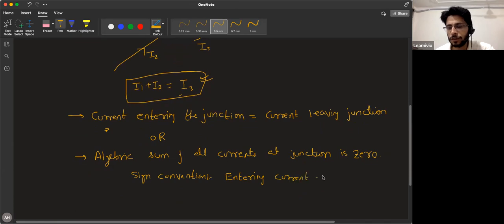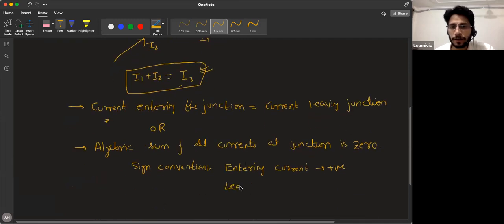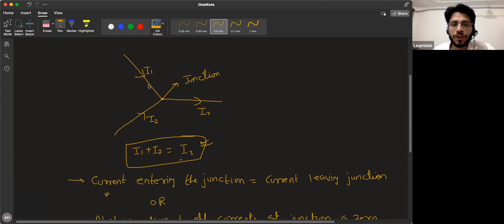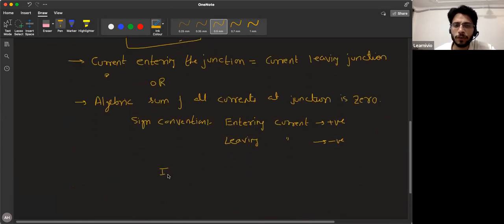Entering current is positive, meaning current entering the junction is positive. And leaving current is negative. Now tell me, which one is positive out of I1, I2 and I3? I1 and I2 are positive because they are entering. I3 is leaving, so it should be negative. So you can write this as I1 plus I2 minus I3. The sum should be 0.